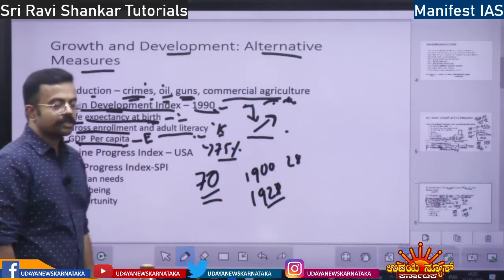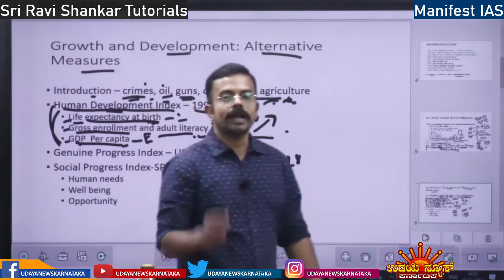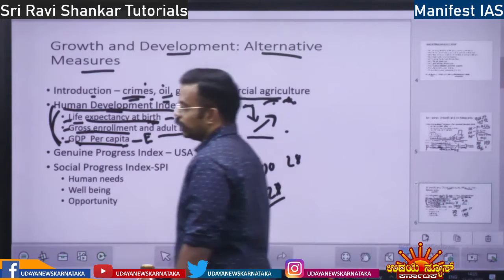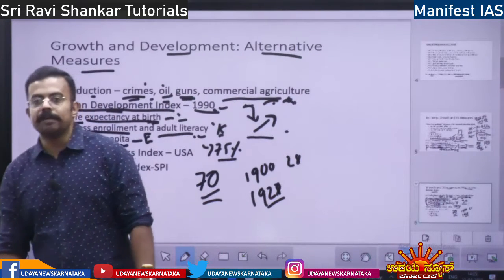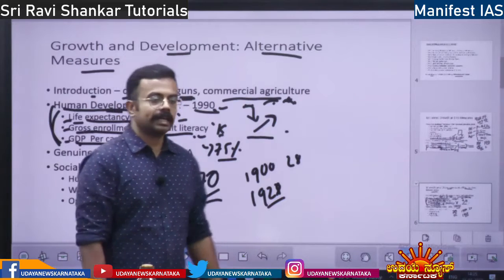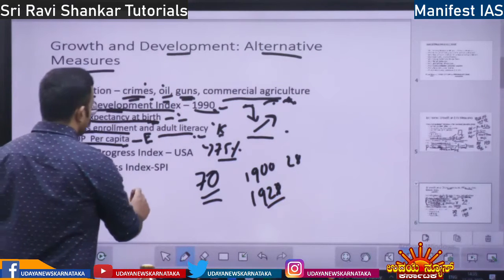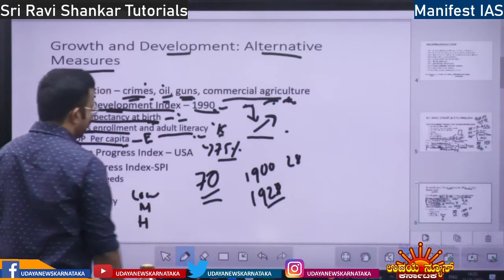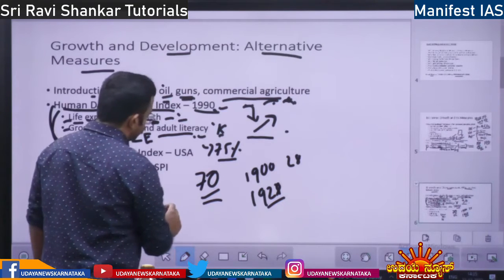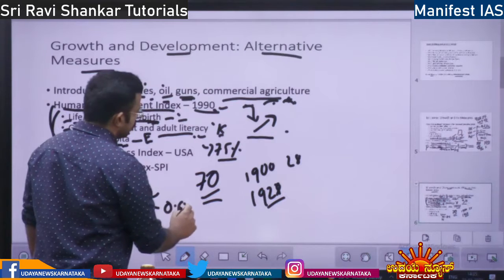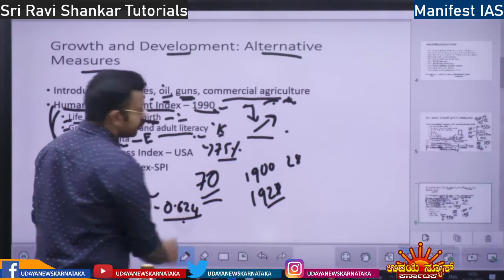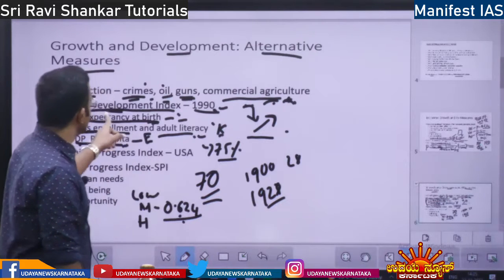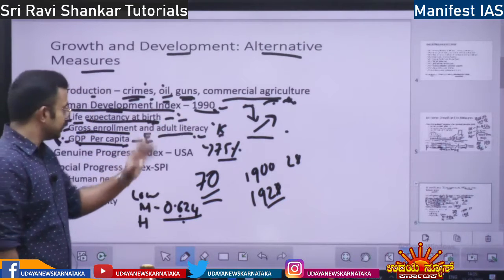So there is a score between 0 to 1. India falls under the medium category. There are three categories: low, medium, and high. So India falls under the medium category. 0.624 is the score. India's score is 0.624 in the Human Development Index, right?